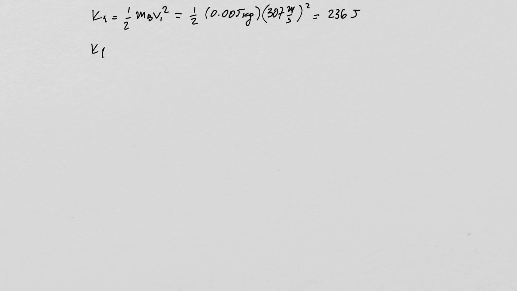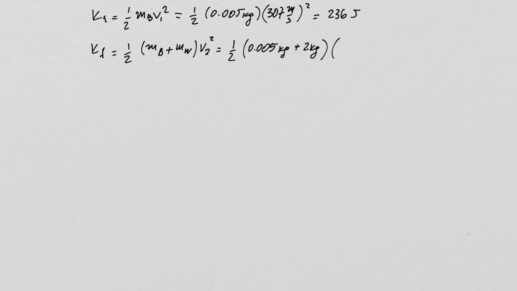And then the final kinetic energy is 1/2 mass of bullet plus mass of wooden block times v2 squared. So this is 1/2 times 0.005 kilograms plus 2 kilograms times 0.767 meters per second squared, which gives us 0.59 joules. As you can see, first of all, this is a completely inelastic collision.